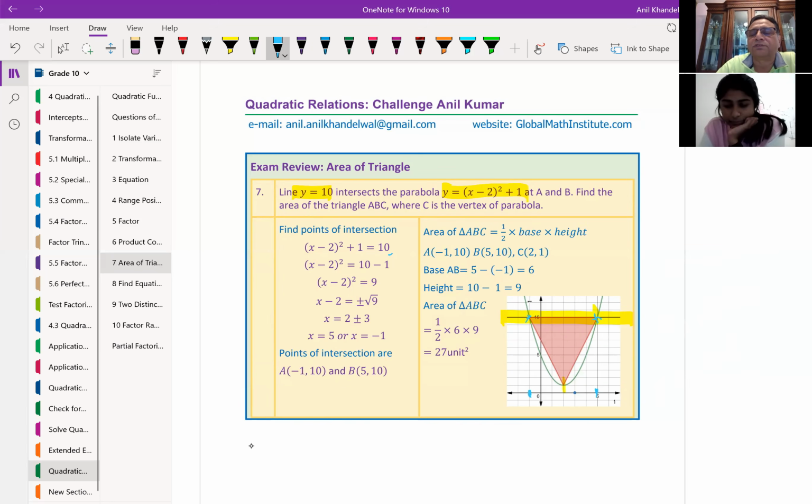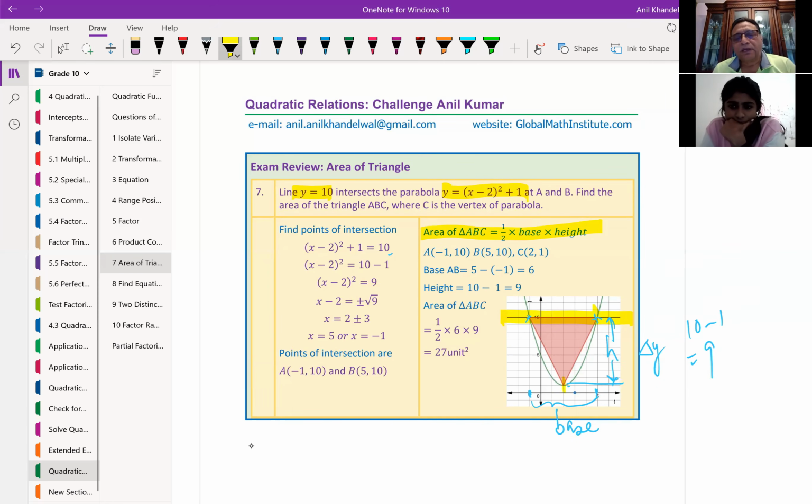Once you have these x values, you can know the base of the triangle. And the height is here. Height is the difference of y values, delta y. Correct? 10 minus 1. So area of the triangle is half base into height. You can clearly find the area of the triangle as shown here.